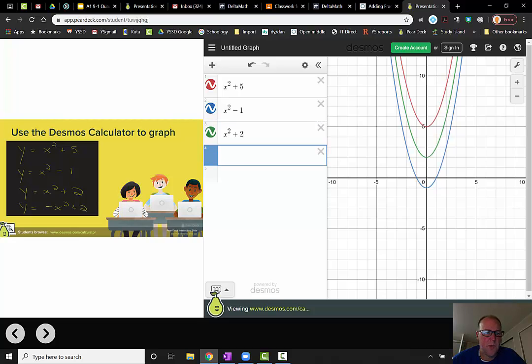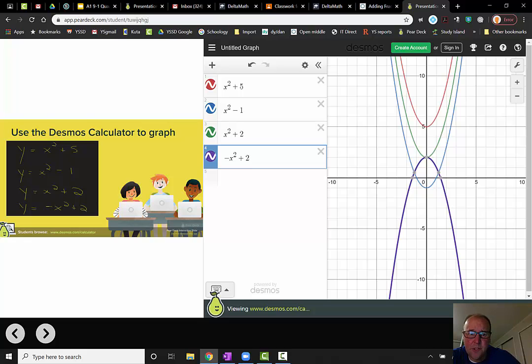Last one, I made sure we had a 1 in here that opens down. Negative x squared, and we'll go with plus 2. That looks pretty cool, I'm not going to lie. I do like purple, it's one of my favorite colors. So it does open down. So this one, we change up the range, but the domain is the same for all 4 of these.